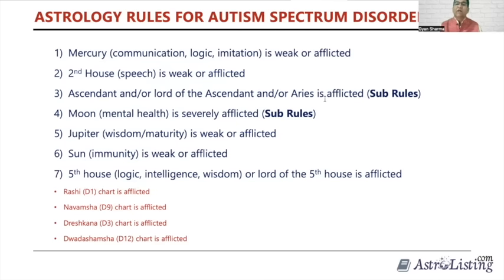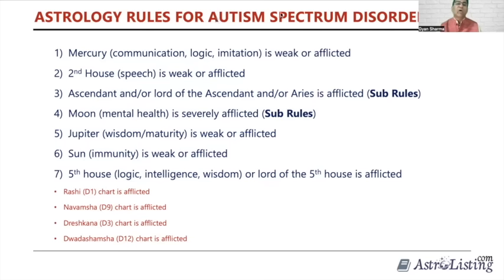Mercury rules our ability to communicate with others, so an afflicted Mercury is a major factor in autism. Also, an afflicted Mercury makes it hard for children to imitate others. Normally, children learn and understand basic things quickly by imitation. So that was the first rule, Mercury.